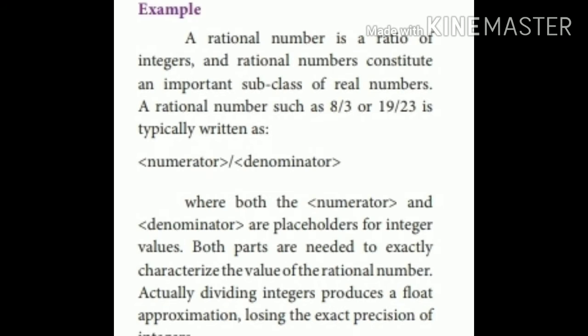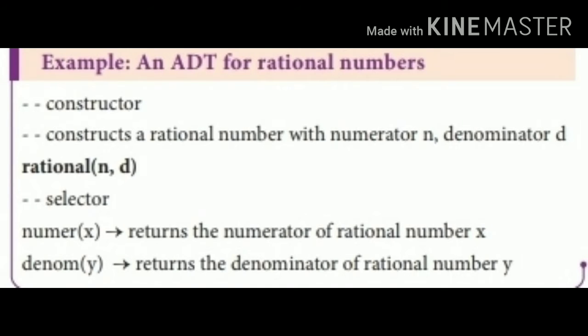Before going to ADT using rational numbers, first we see what a rational number is. It is a ratio of integers. It is expressed as a fraction, that is a real number. For example, 5 by 2, 3 by 2, these are all examples, which include a numerator and a denominator. For example, 8 by 3, here 8 is the numerator, 3 is the denominator. Here dividing the integers produces the output as a fraction, that is a floating point value. Okay. This is an example for ADT rational numbers.